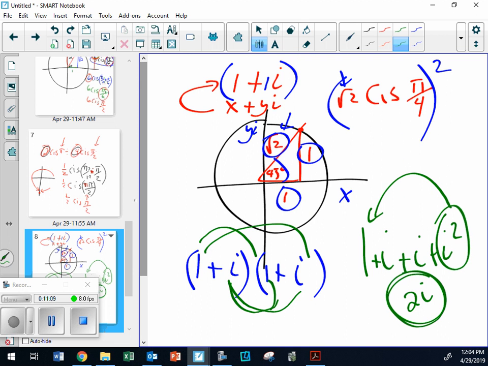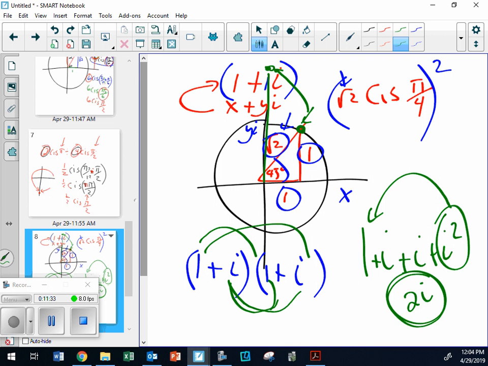2i is 2 in the i direction. So the answer to this, which is that squared, is that it goes up here. A dot that's at pi/2, that's way up there, over 0 and up 2i. Okay, so again, you can't just look at this and go, well, of course, if I square it, it'll move up there. That just doesn't make any sense to me either.